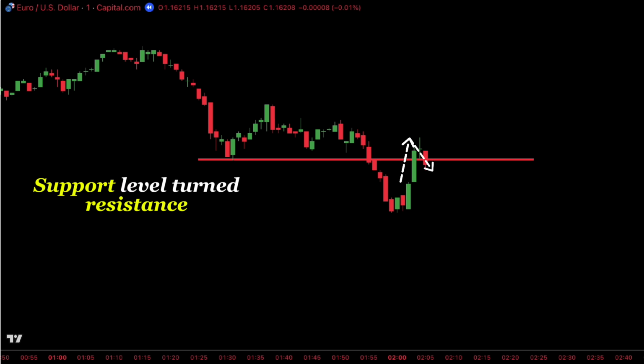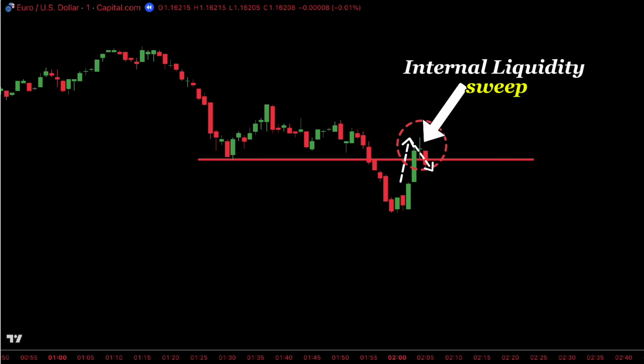As you can see, both sides of the market were trapped. First the sellers, then the buyers. This is a clear internal liquidity sweep. The market sweeps liquidity on both sides before committing to its real direction.